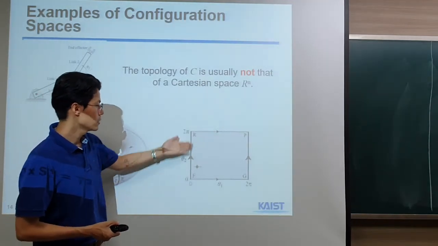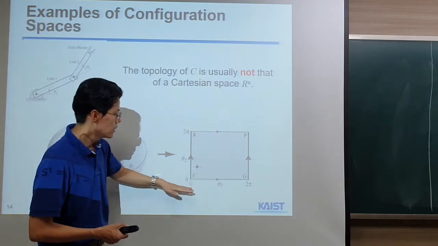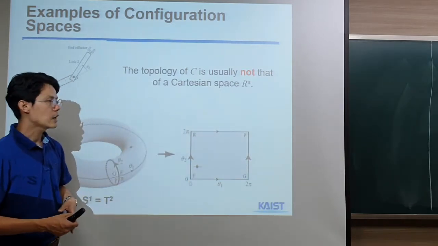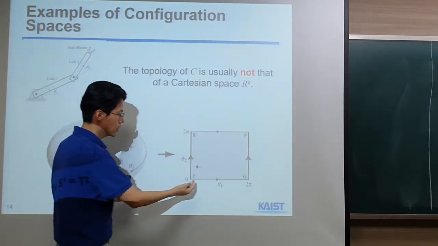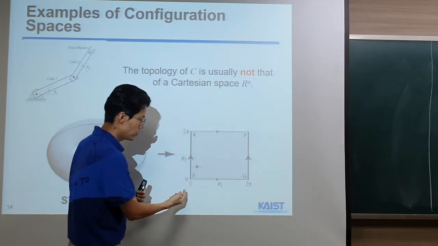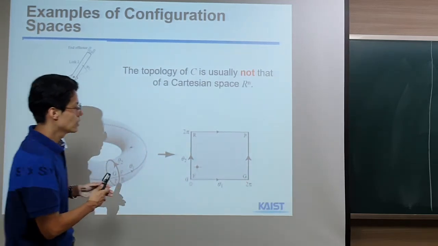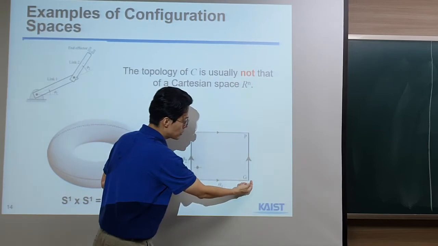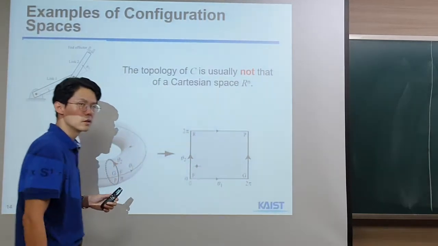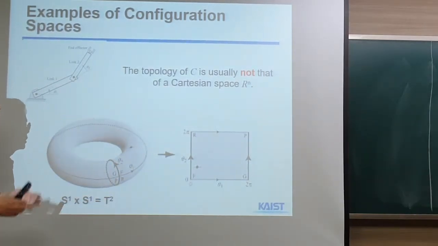I mean, in a lot of cases, to simplify our thinking or the explanation, we are just using this 2D Cartesian space, right? Theta 1, theta 2. But actually, as you know, when you're rotating this angle, starting from 0 to 2 pi, it will be wrapped around here, right? So that is the more exact way.